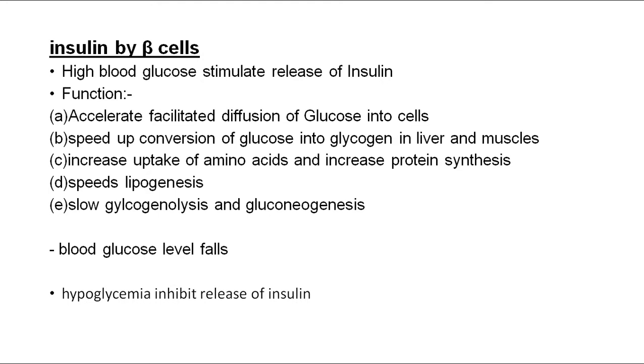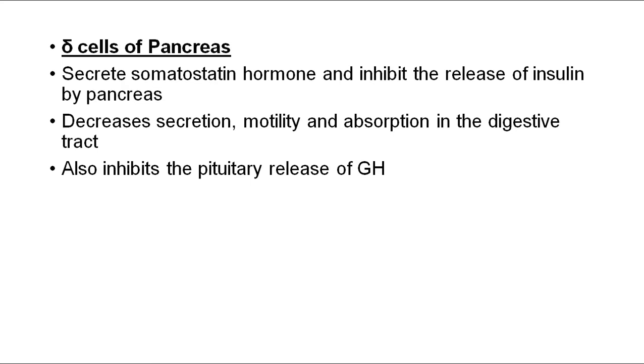Hypoglycemia inhibits the release of insulin, while the main action of insulin is to decrease the blood glucose level. So whenever insulin is released from the beta cells, it causes glucose to enter inside the cells, whether liver cells or muscle cells. So the blood glucose level of our body will reduce. While the delta cells of the pancreas secrete somatostatin hormone, which inhibits the release of insulin by the pancreas.